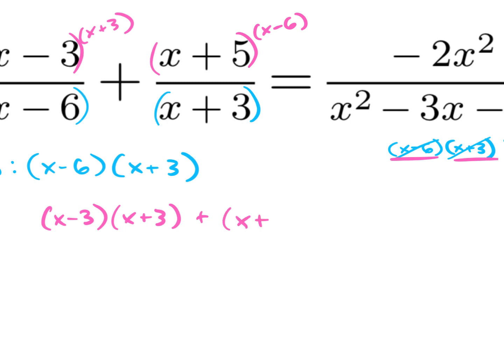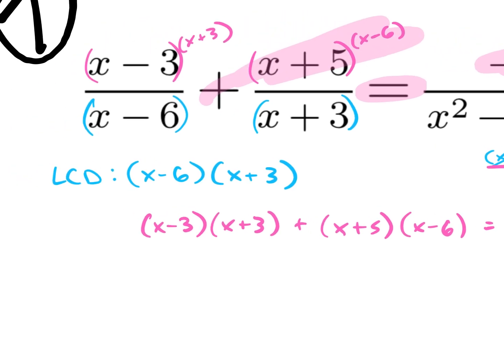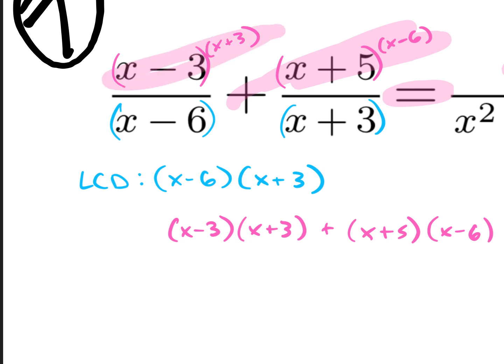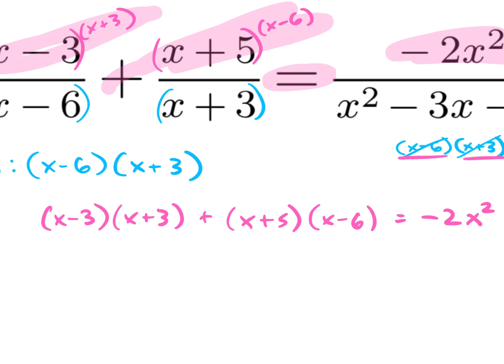So here we have to multiply x minus 3 times x plus 3 plus x plus 5 times x minus 6. And that's equal to negative 2x squared. So the signs from the original question stay there. Just don't forget. A lot of people will forget to put the equal sign in it or ask where does the equal sign go. It just stays in the same spot. Everything that's on the left stays on the left. Everything on the right stays on the right.